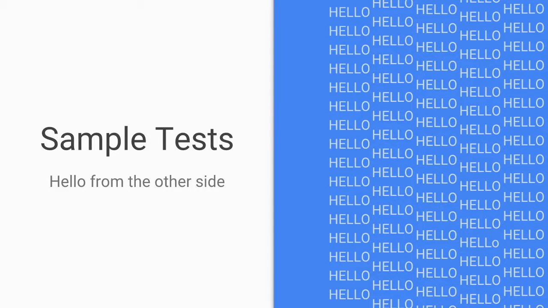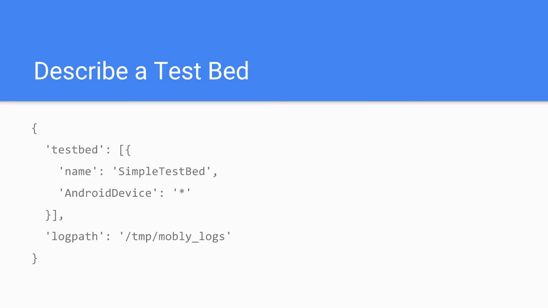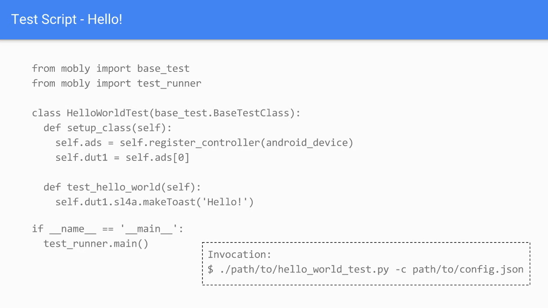And then we'll just go through a simple test just to show you what it looks like. Before that, we need a config file. The config file just describes what the testbed is composed of. Here we're just having a syntactic sugar to pick up all the Android devices. Then this is the code.